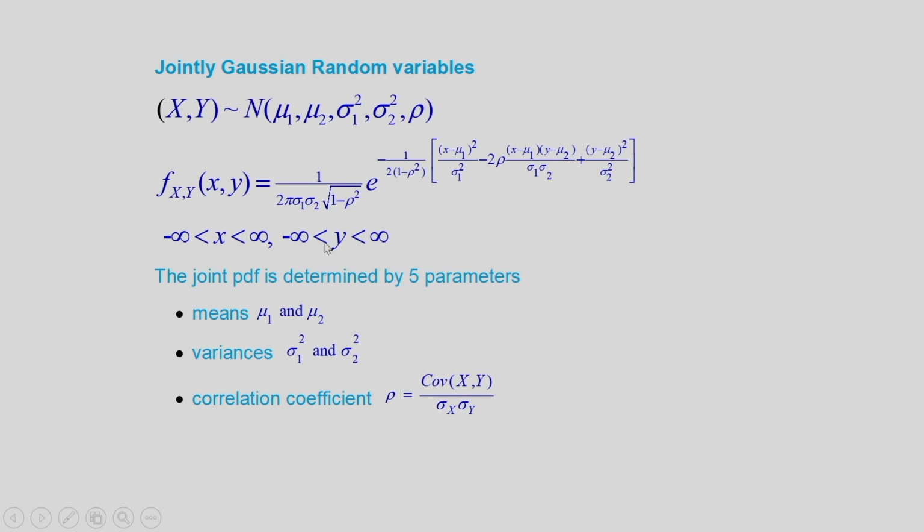Thus, this joint Gaussian PDF is determined by 5 parameters: means mu 1 and mu 2. It can be shown that mu 1 is the mean of x and mu 2 is the mean of y. Variances sigma 1 square, sigma 2 square. Sigma 1 square is the variance of x and sigma 2 square is the variance of y. And the correlation coefficient rho, that is covariance of XY divided by sigma x into sigma y, which in this case is sigma 1 into sigma 2. So, these 5 parameters describe the jointly Gaussian random variables x and y.